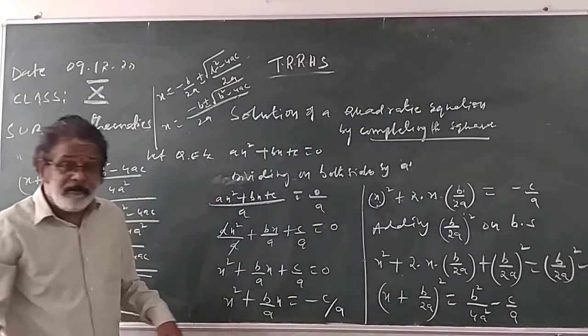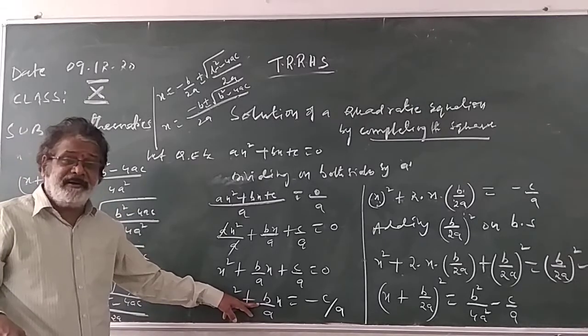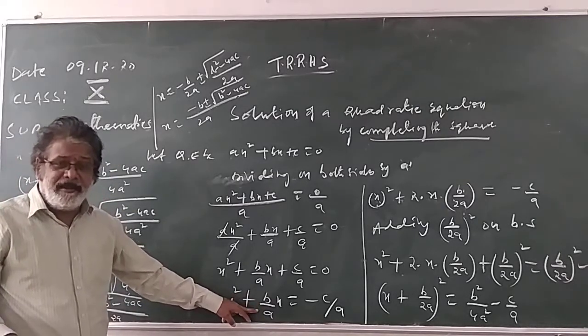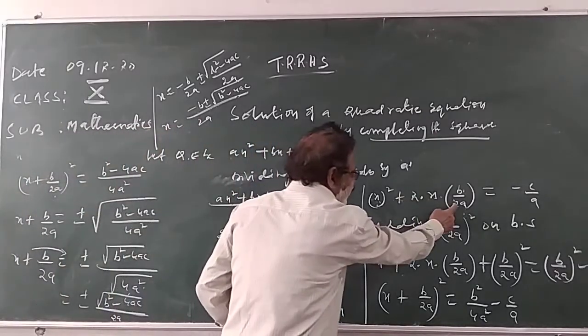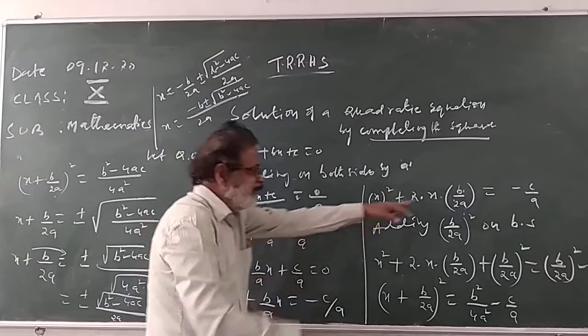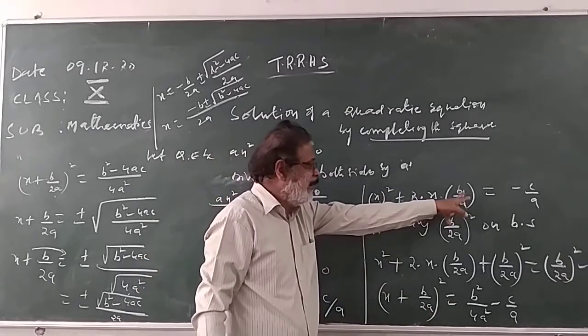How do you get b? The b value is always half of the x coefficient. What is the x coefficient here? b by a. Half of b by a is b by 2a. If you want to get the answer, you will get the same thing. This is the b value. Adding b square on both sides. The b value is b by 2a.